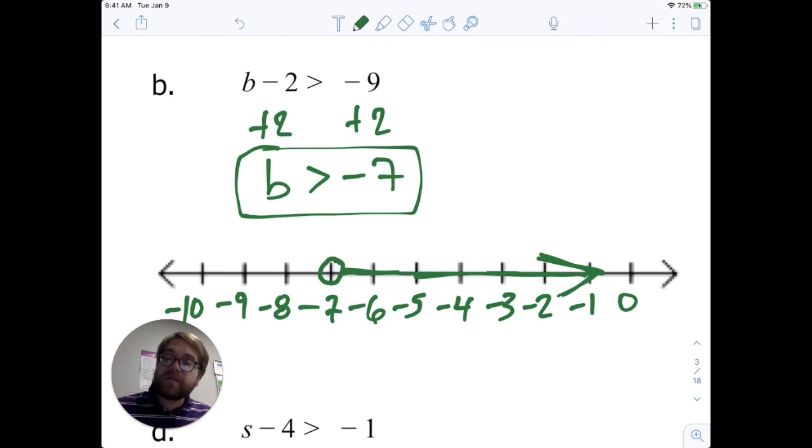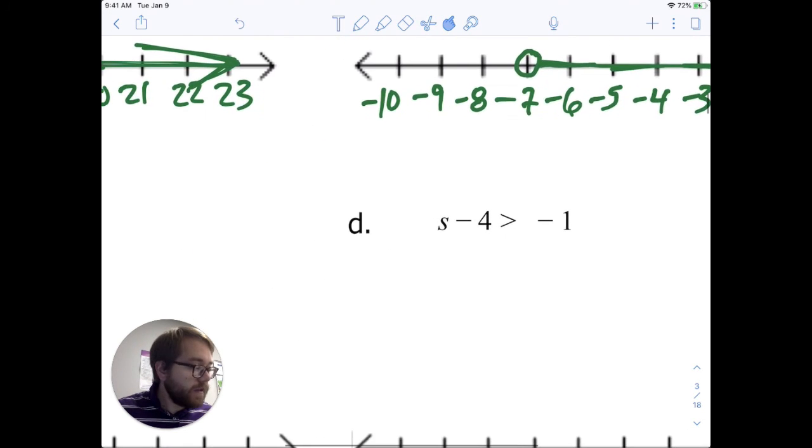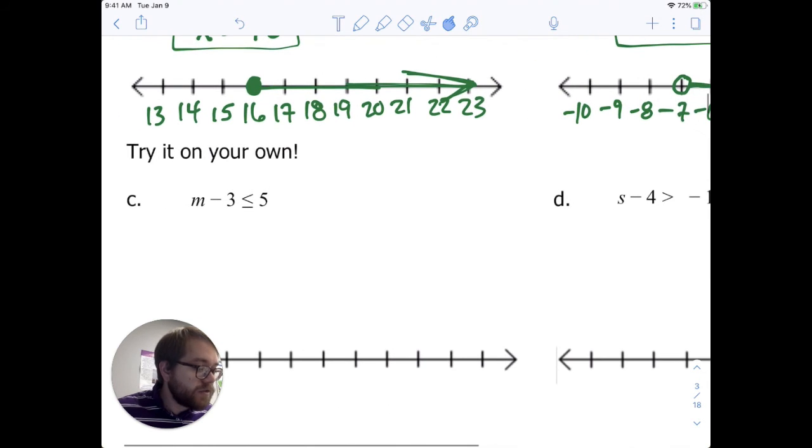So that's pretty much what all of these examples are: finding your solution, adding in this case, because we're just solving by addition, adding the same number to both sides, finding our solution, and then graphing it on the number line. C and D here say try it on your own, so go ahead and do that now, and then I'll put up a slide with the answers for you to compare yourself. It's just the same as A and B, except C is going to be less than or equal to. So go ahead and try those on your own now.